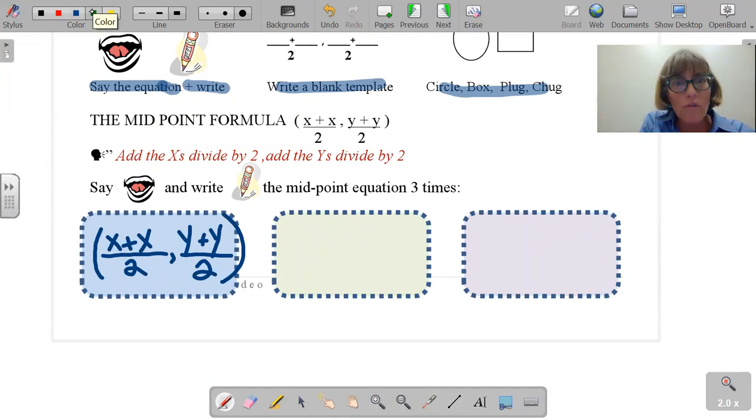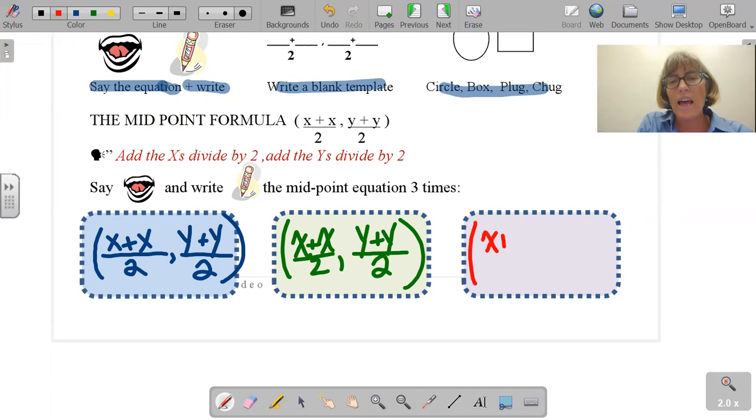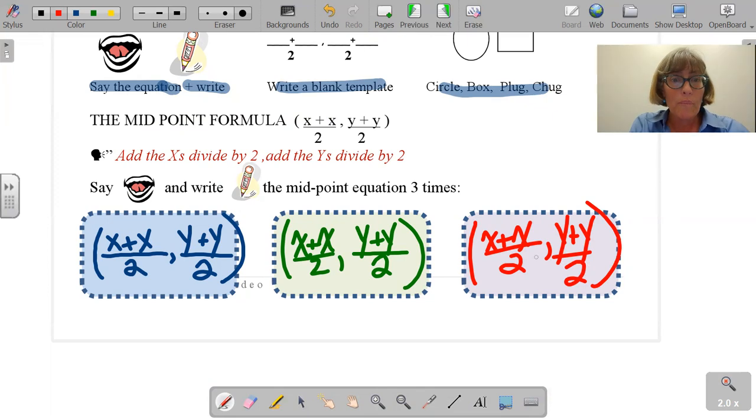The midpoint formula is add the x's, divide by 2, add the y's, divide by 2.